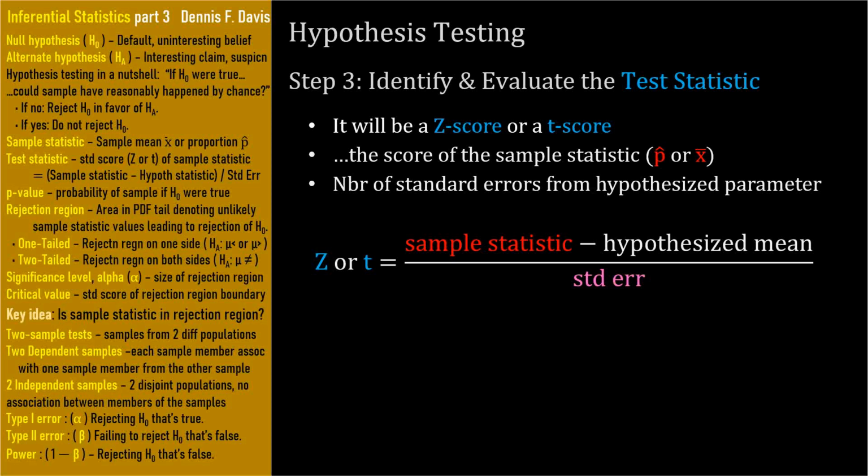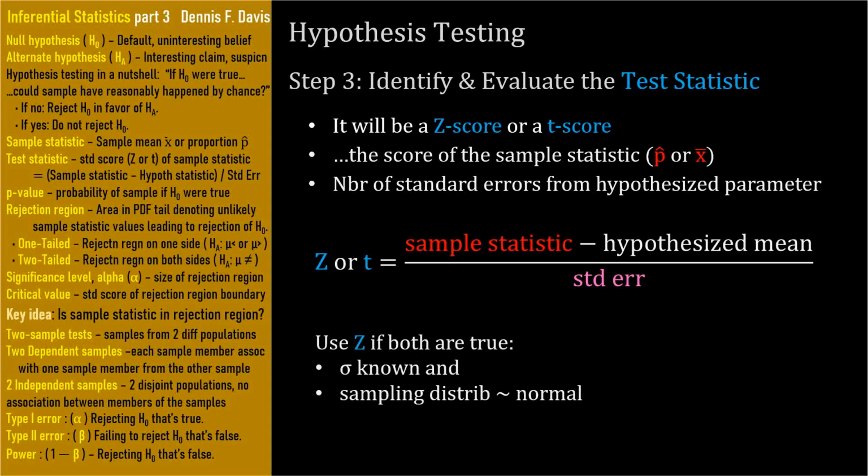In step 3, we need to decide if we're using a Z or T statistic. This is the same as stating whether our test statistic has a normal Z distribution or a student's T distribution. It's Z if both of these are true. We must know the population standard deviation sigma, and the sampling distribution must be approximately normal.